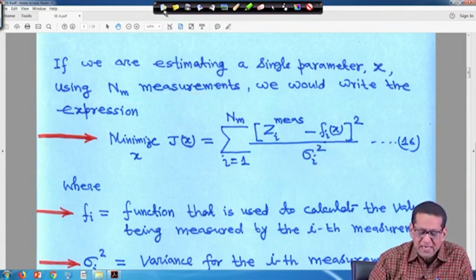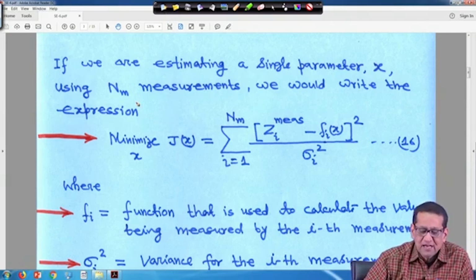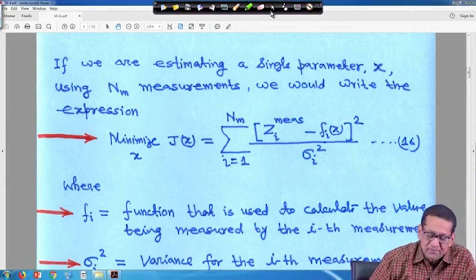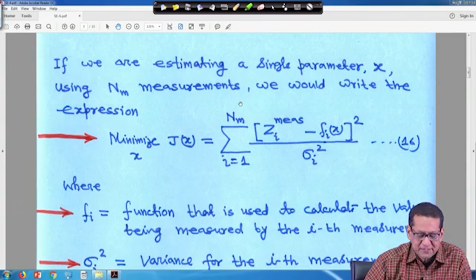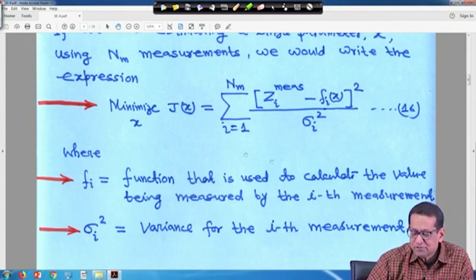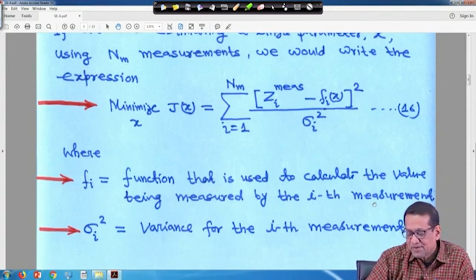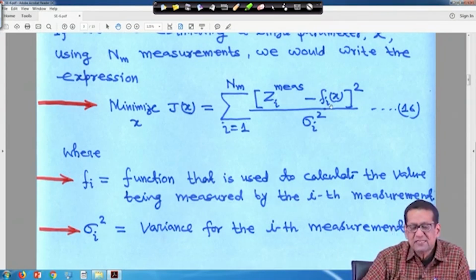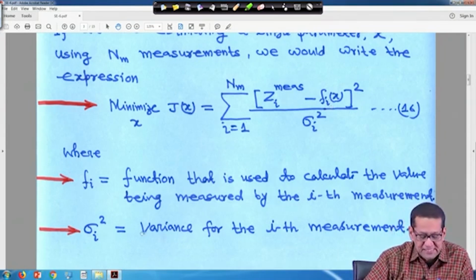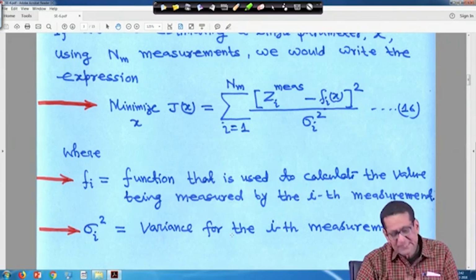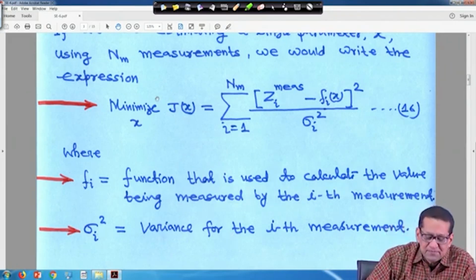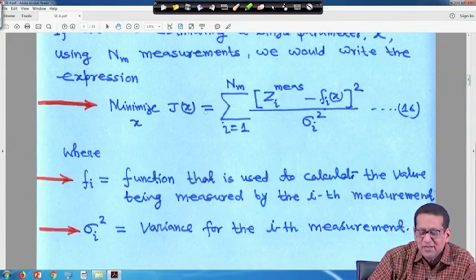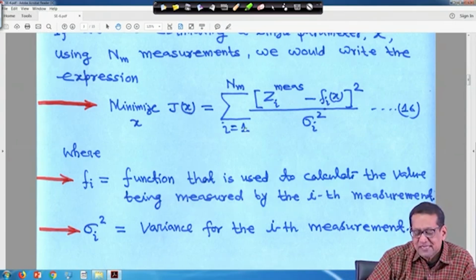Now, f i is the function that is used to calculate the value being measured by the ith measurement, right. We will see what f i is, and sigma i square is the variance for the ith measurement. So, this function you have to minimize. This way we have taken it, and you have nm number of measurements.